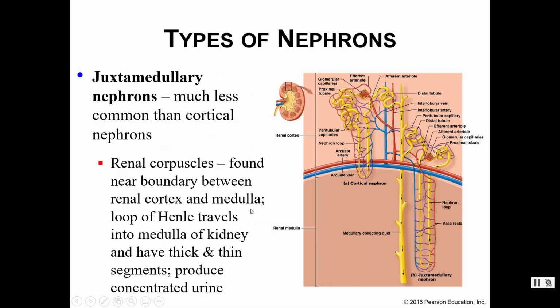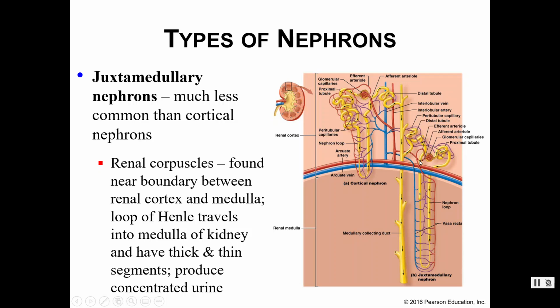Now, we haven't really mentioned your juxtamedullary nephrons yet. What does that even mean, juxtamedullary? It basically means like right next to. Okay, so to juxtapose something basically means to put things next to each other. These are a lot less common, right? Like maybe 20% of your nephrons. The corpuscles are found in the boundary between the cortex and the medulla.